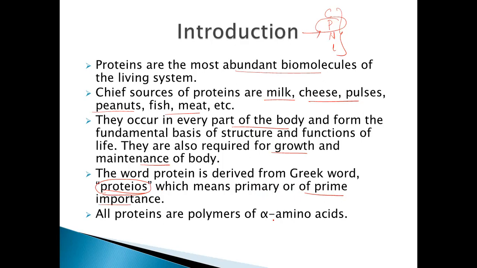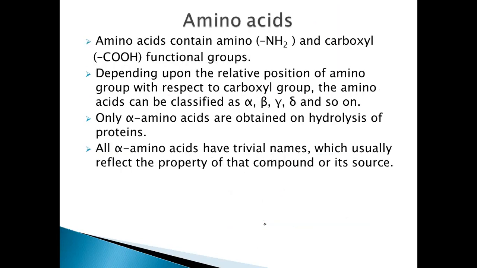So what are the structural units of proteins? Proteins are made up of alpha amino acids, which are the monomers. The smallest unit present in proteins is the amino acid. So let's read about these amino acids. What are they?